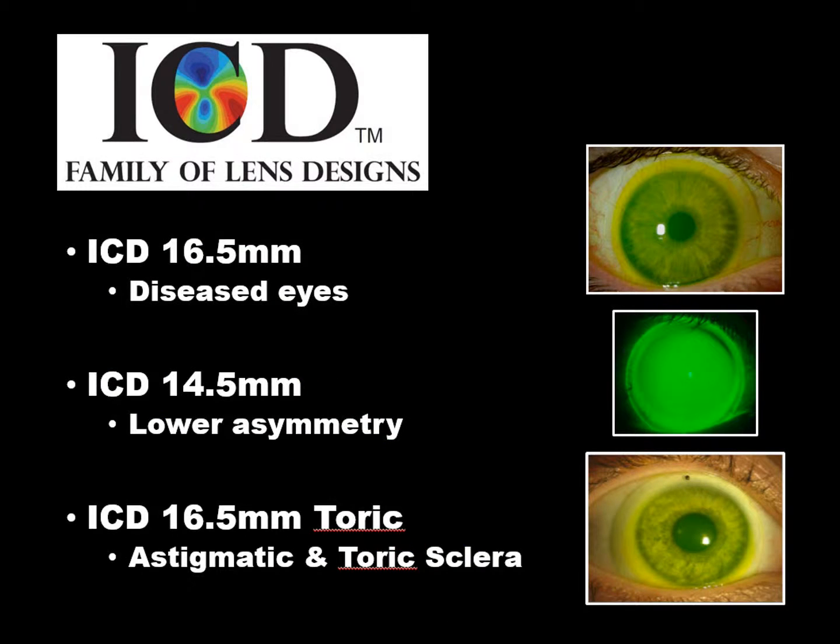The ICD lens has a design to cover all of your patient's needs. The ICD 16.5 is aimed towards diseased eyes. The ICD 14.5 is for lower asymmetry and more regular corneas, and the ICD 16.5 toric is suitable for toric scleras and those with a toric overrefraction.